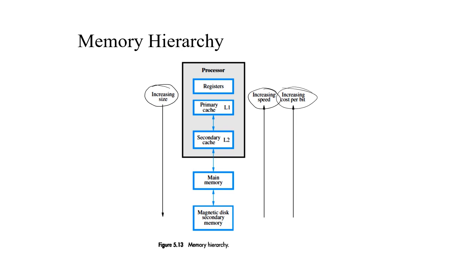So here there should be a trade-off between these three parameters. You cannot have a device which is very small, has high speed, and is very cheap. These three will not be accommodated in one device. So there should be a trade-off between these three parameters.